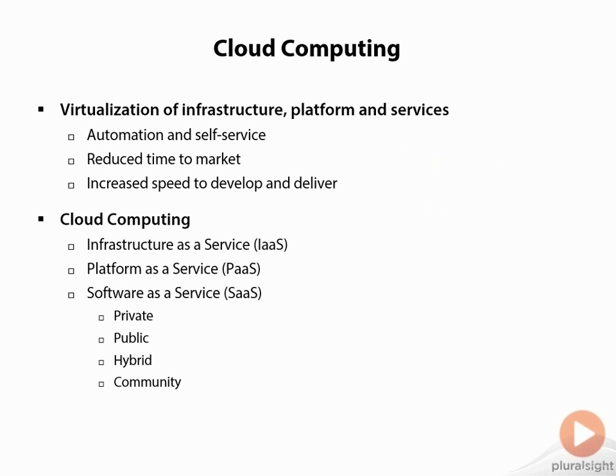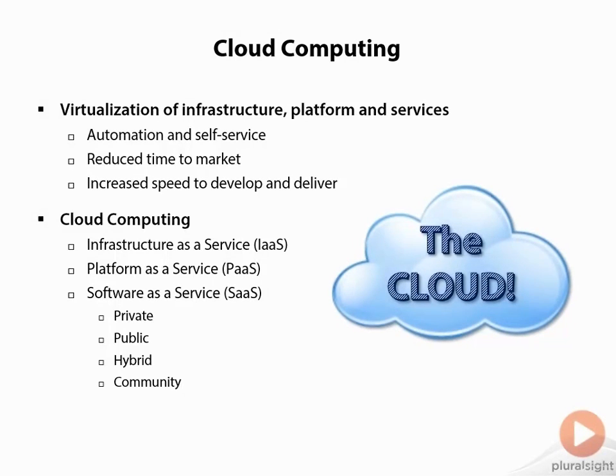All right, so cloud computing is made up of a couple different services, as I mentioned. We have infrastructure as a service, or IaaS, platform as a service, or PaaS, and then software as a service, or SaaS. And there are a couple different variations of cloud computing. We have a private cloud, a public cloud, a hybrid, and then community. I'll talk about each of these in a little more detail in just a moment. Collectively though, that's called the cloud.